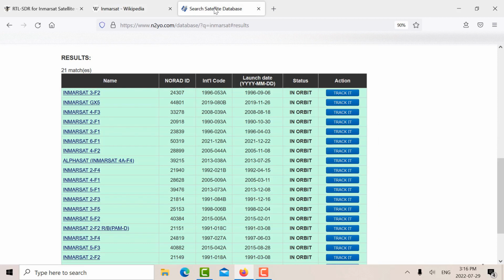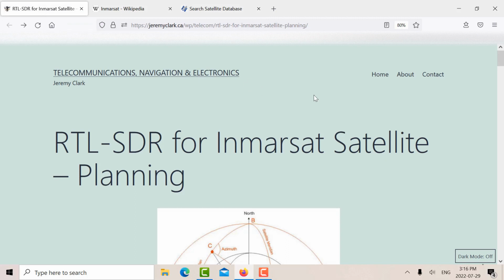I also looked at N2YO. N2YO is a great site. I used it for the NOAA weather tracking satellites. So it's got all the latest information. All the Inmarsat satellites are there. You can click on each one to get the actual details.